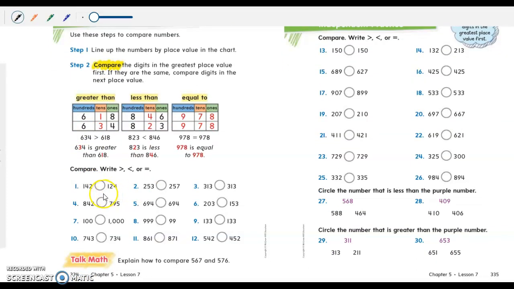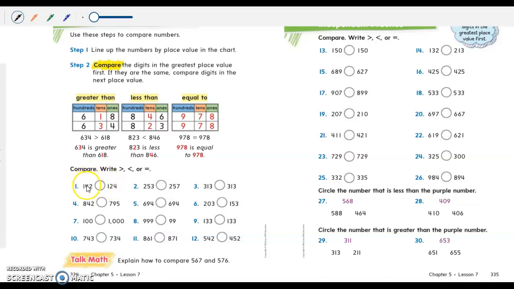Or if you just can look at the number and can tell, then you can do that as well. So let's begin. Okay, number 1, it says 100. You have the number 142 and then the number 124. Okay, so let's look at the hundreds place, since that's the highest place value. The 1 is on both sides, so that means they're equal.